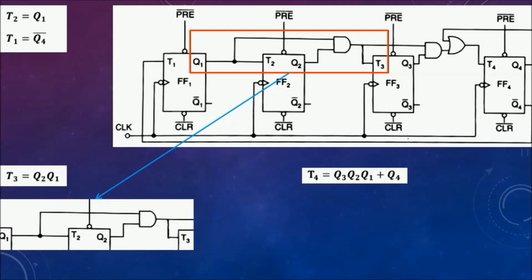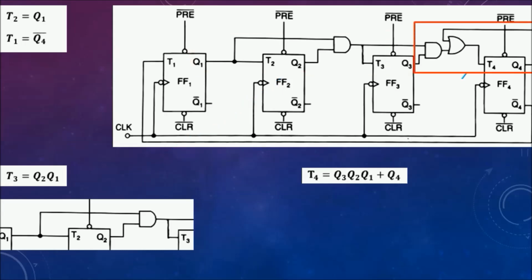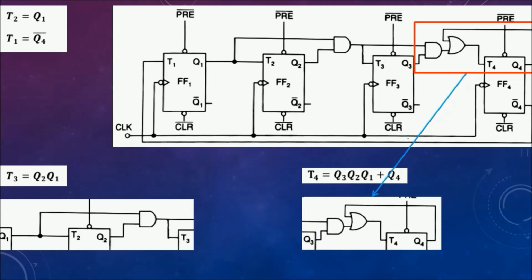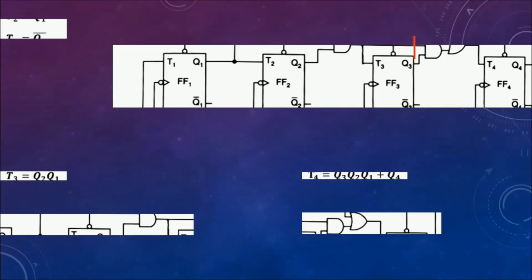Concentrate on this side. This is T3 equals Q2 Q1, where Q1 and Q2 are ANDed, which makes T3 as Q2 Q1. And in this part, T4 equals Q3 Q2 Q1, where Q3 is ANDed with Q2 Q1 to make Q3 Q2 Q1, and we add Q4 with this by the OR gate, and get the total expression as T4 equals Q3 Q2 Q1 plus Q4. Okay, so this is how we can design any counters with flip-flops.